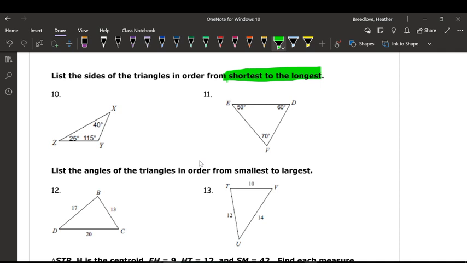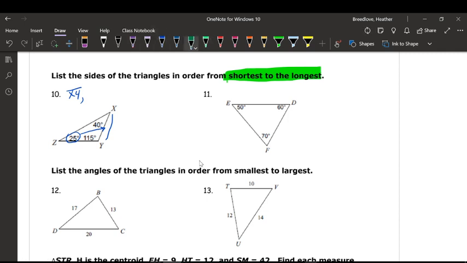And on number 10, there's nothing given about the side lengths, but the triangle inequality theorem tells us that the longer side is across from the larger angle, so that means the smallest side is across from the smallest angle. So if the angles are 25, 40, and 115, 25 is going to be the shortest angle, and across from 25 degrees is side XY. So side XY is the shortest side.